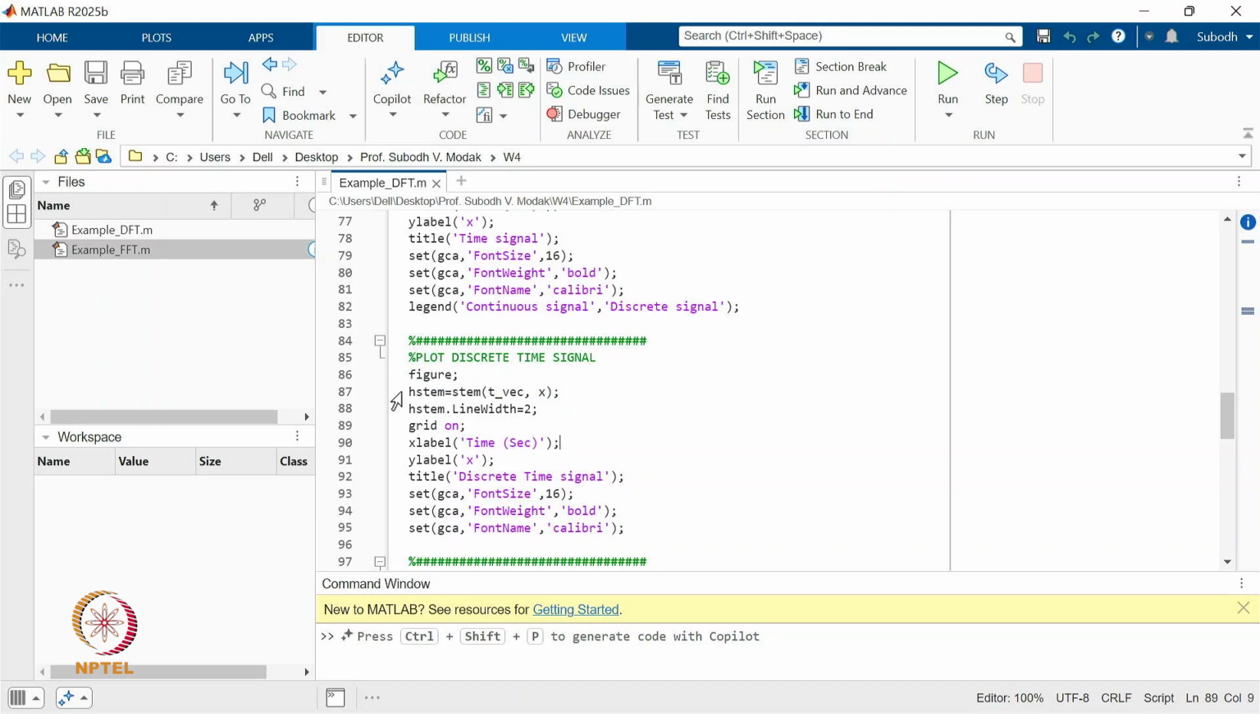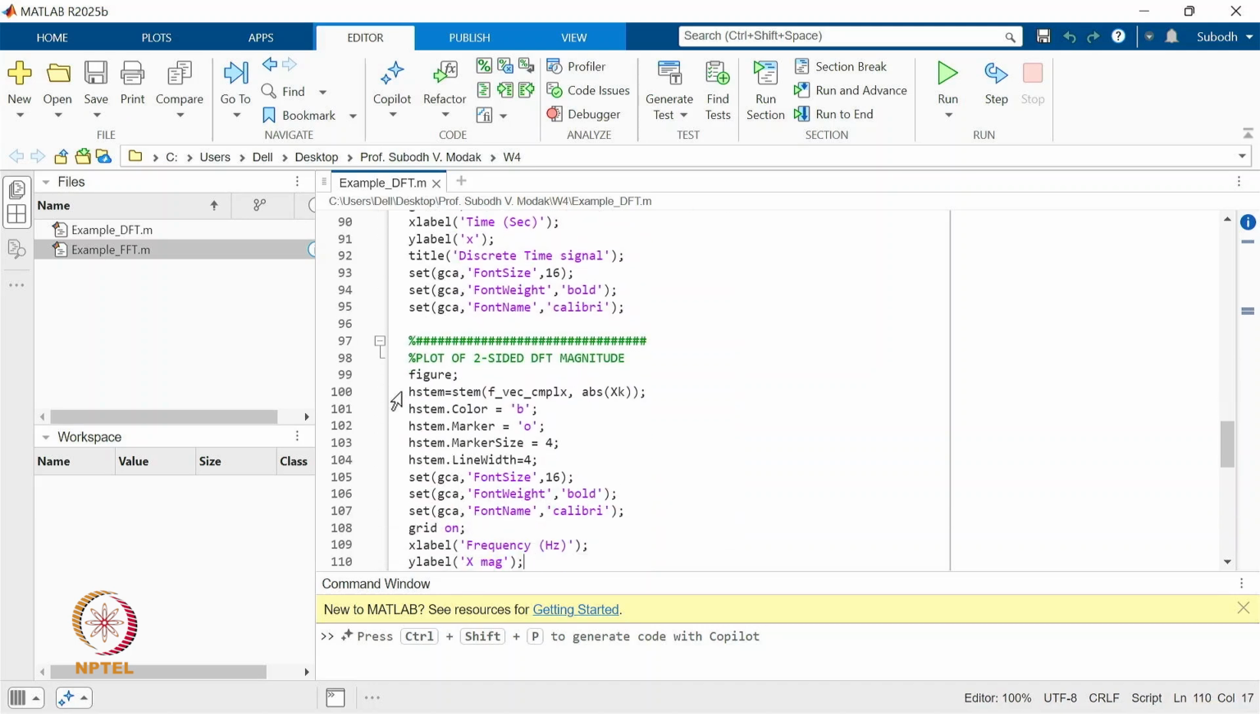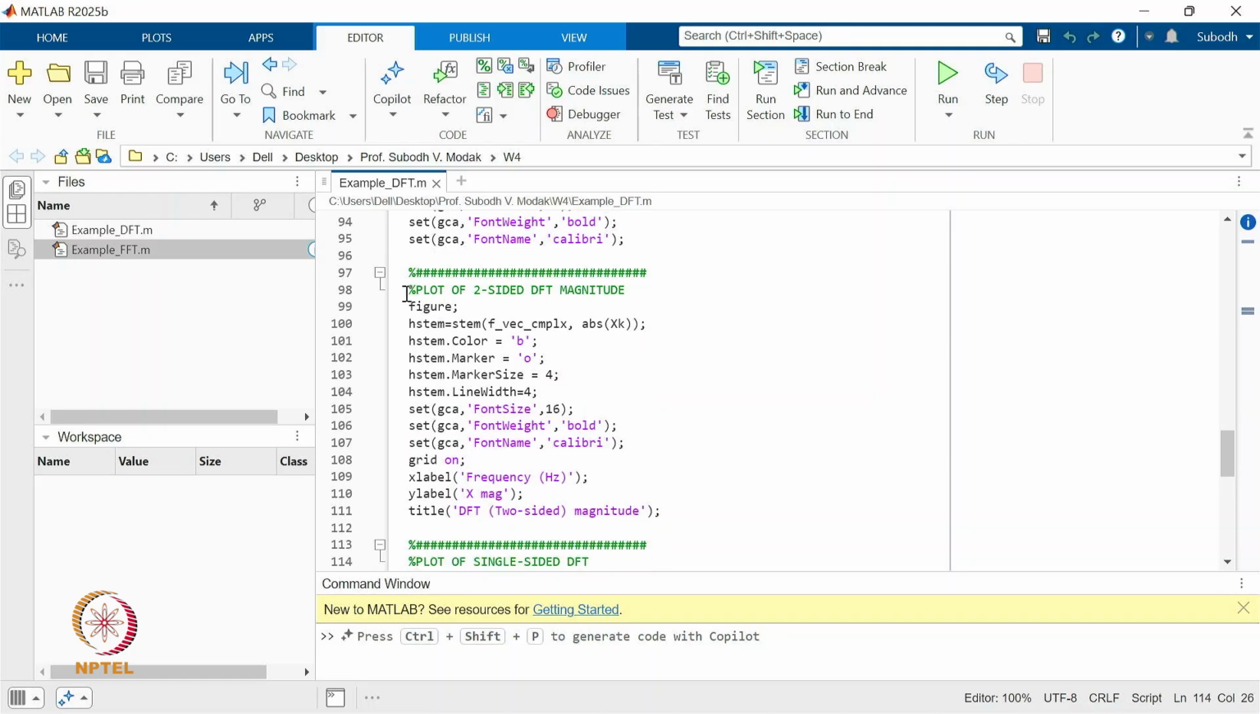Then after this I am plotting the two sided DFT, the complex DFT, announcing a new figure, and now I am plotting a stem plot with the complex frequency axis f_vec_complex on the x axis, and on the y axis the magnitude, or the absolute value, of the frequency component, capital Xk. The rest of these things are labels, titles, font sizes and colors.